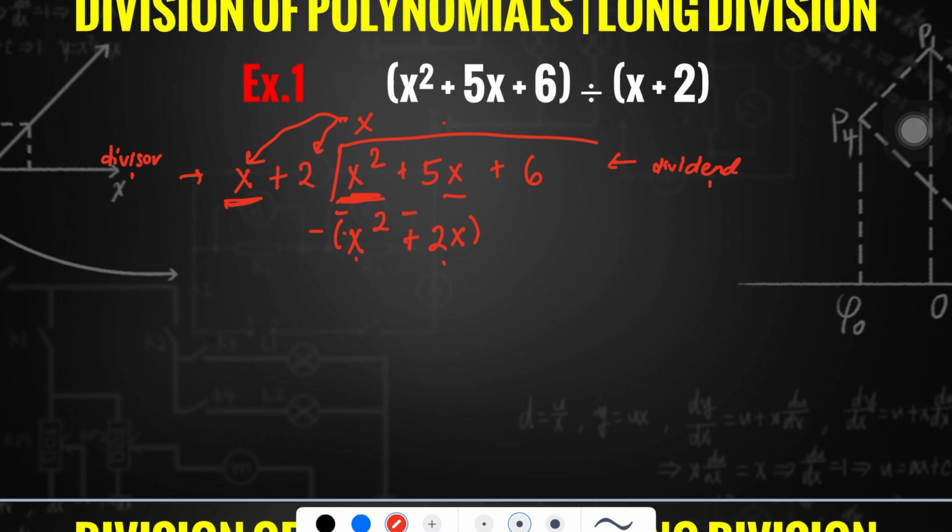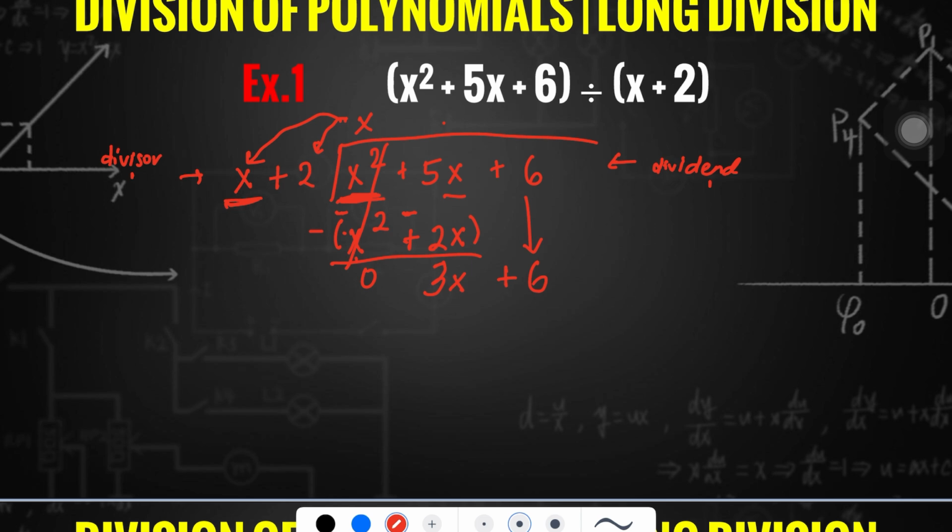This is positive, make it negative. You'll see more what I mean when we go to the next examples, but this is the easiest way on how to do it. Let's go. x squared minus x squared, cancel, because that's 0. Just cancel it. Then positive 5 minus, it's negative now, right? 5 minus 2, so that's 3x. And then bring down your plus 6.